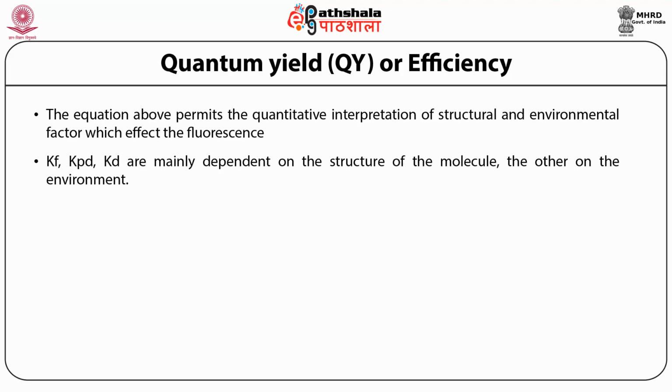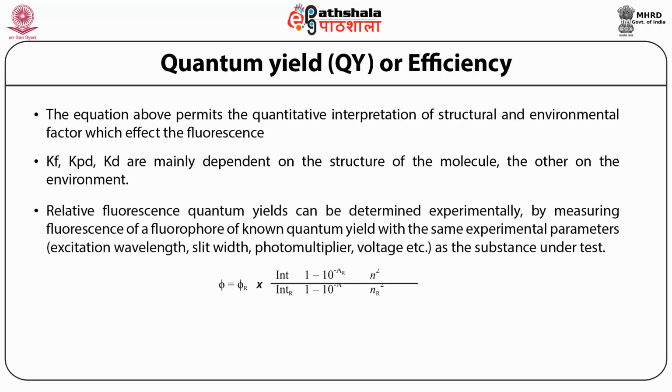The relative fluorescence quantum yield can be determined experimentally by measuring the fluorescence of a fluorophore of known quantum yield with the same experimental parameters, that is, the wavelength used for excitation, the slit width, the photomultiplier used as a detector, voltage, etc., as the substance under test.